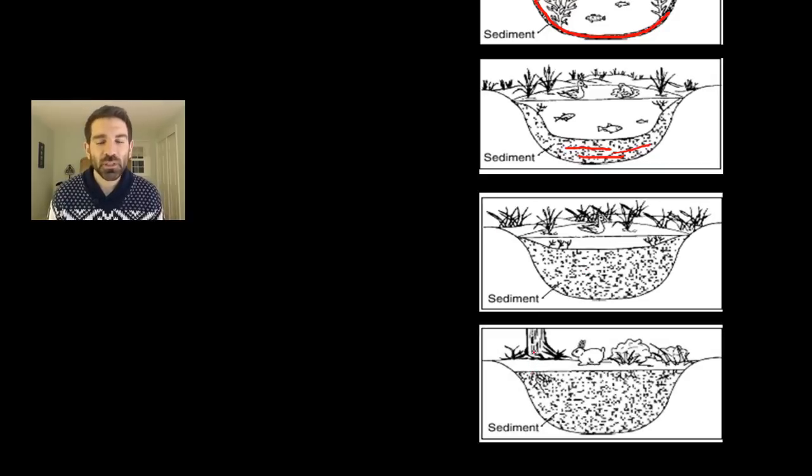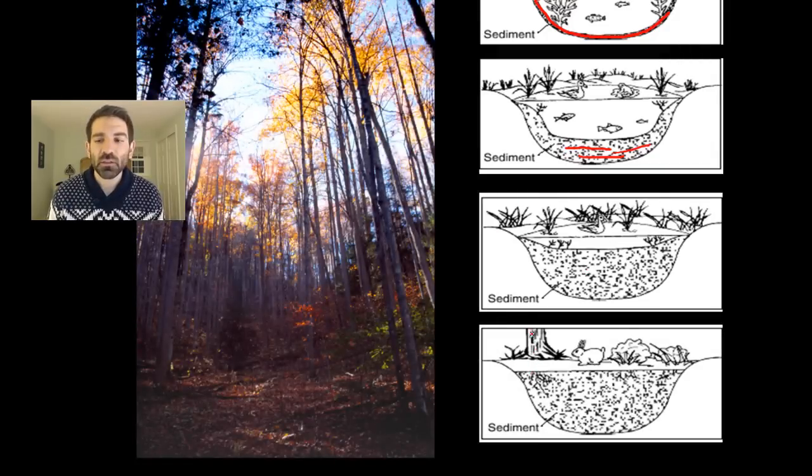And you have, once again, a climax community that includes full-grown trees and no pond where once a pond did exist. So that's ecological succession, and I hope that was helpful.